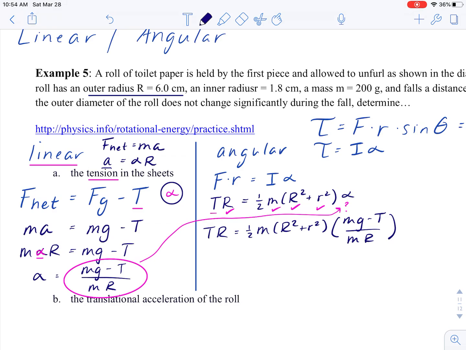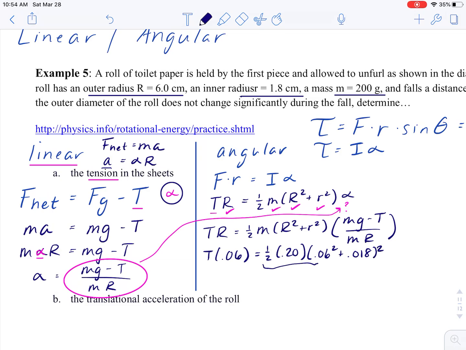I know the outer radius is 6 centimeters. I know the inner radius is 1.8. I know mass is 200 grams. So I think I would be better off plugging in those numbers as I proceed. So the tension is unknown. The outer radius is 6 centimeters or 0.06 meters. The mass is 0.2 kilograms. And then again, we've got 0.06 squared, 0.018 squared.